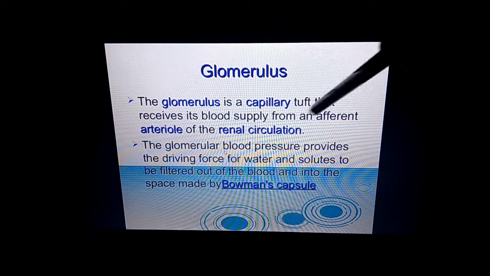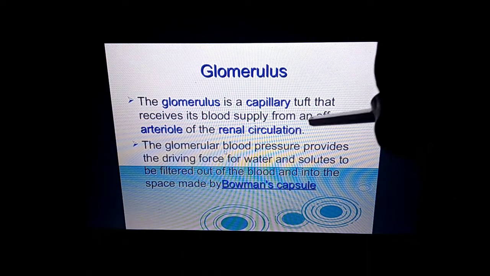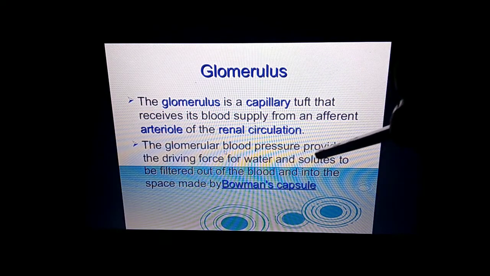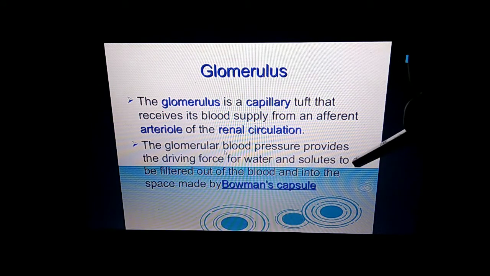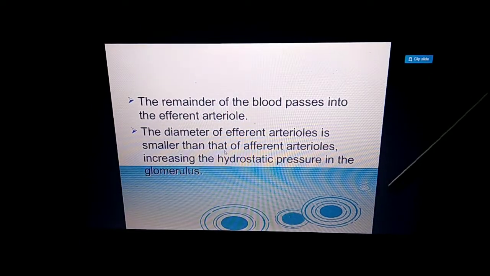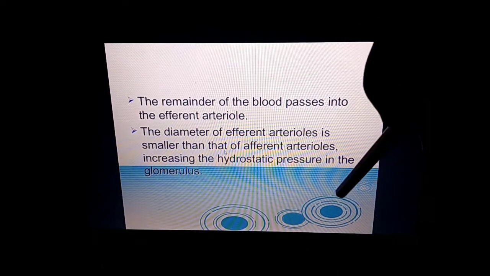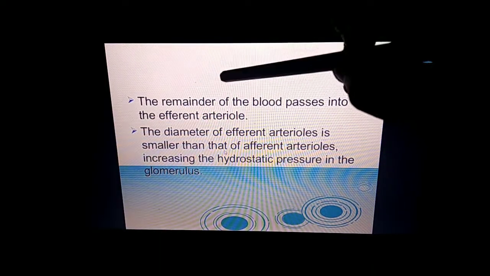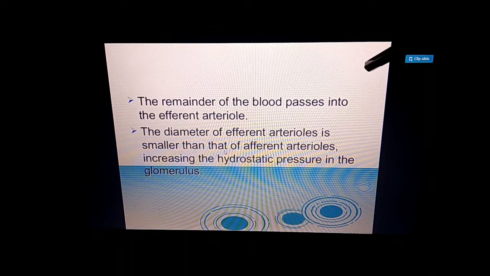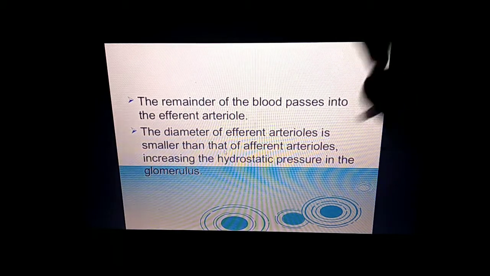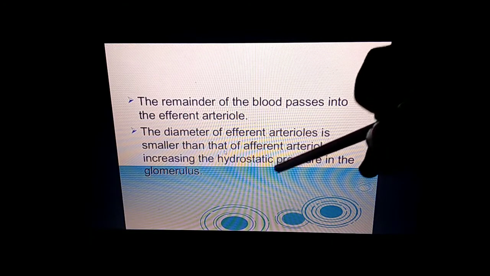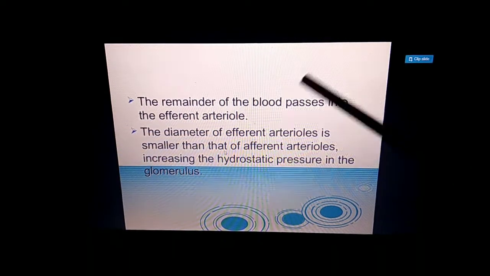This is the glomerulus. The glomerulus is a capillary tuft that receives its blood supply from the afferent arteriole of the renal circulation. The glomerular blood pressure provides the driving force for water and solutes to be filtered out through the Bowman's capsule. Here we read that the blood comes into the glomerulus through the afferent arteriole, and the blood passes back through the efferent arteriole. The diameter of the efferent arteriole is smaller than the afferent, increasing the hydrostatic pressure in the glomerulus.